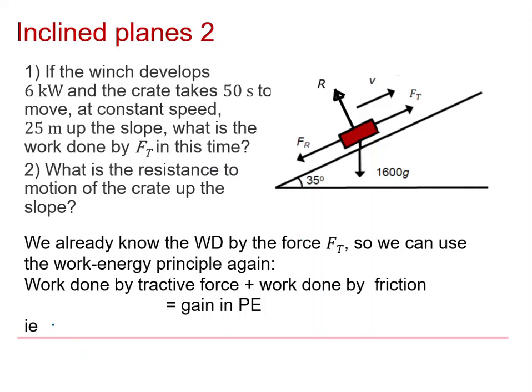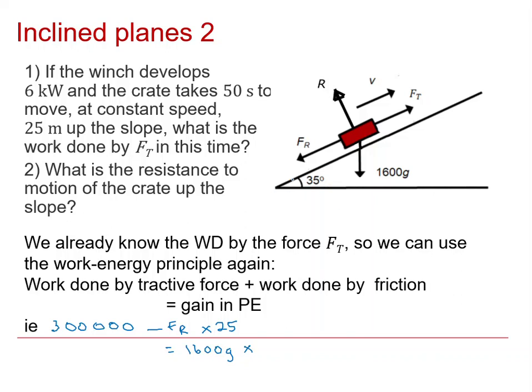So the work done by the tractive force, that was 300,000. Notice I've gone back to the essential consistent units, that's joules, plus the work done by friction. Now friction is opposed to motion, so we're going to have minus Fr, and that will be times the distance up the slope, times 25. That will be equal to the gain in potential energy, which will be 1600 g, times the change in height from the beginning to the end. I'll put the cross in there so that we don't forget.